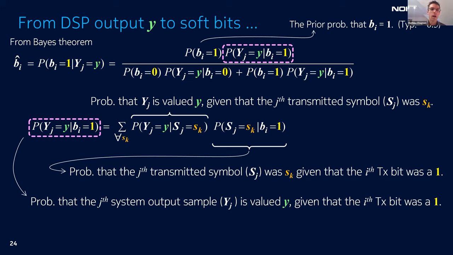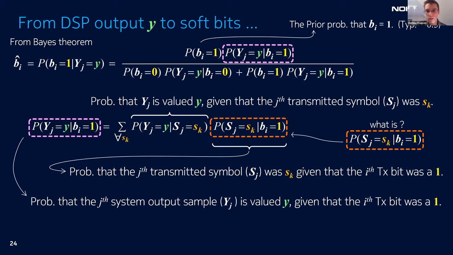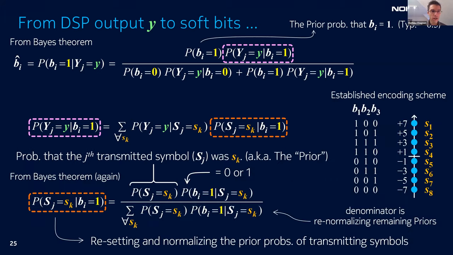Because this talk will be recorded, I'm not going to spend a lot of time going through all these equations verbally, but you will have them in the video to go through after. And again, I'll be available for the Q&A after as well. Then one can also ask, what's the probability of sending a certain symbol given that the ith bit was a one? Well, in a nutshell, this is a resetting and renormalizing of the prior probabilities of transmitting symbols, right?